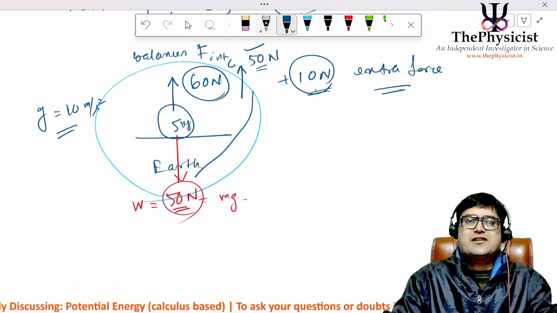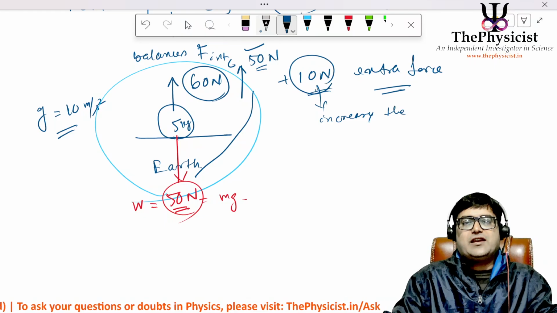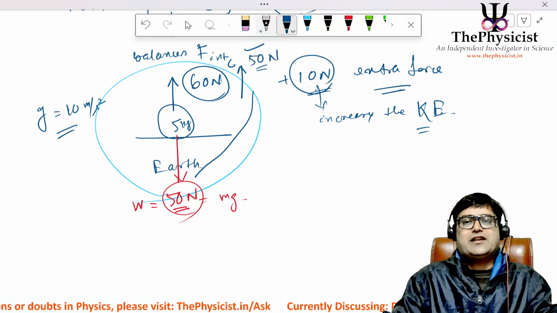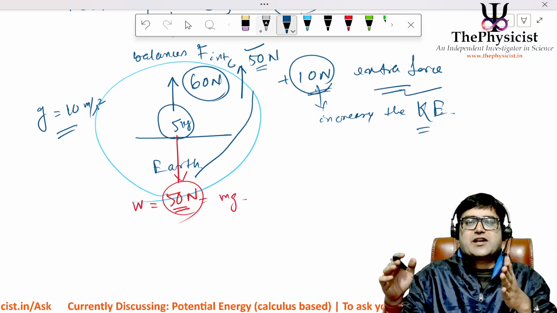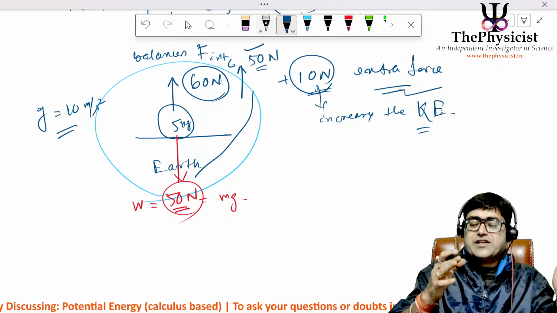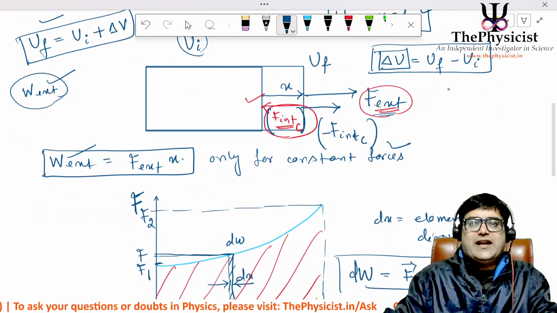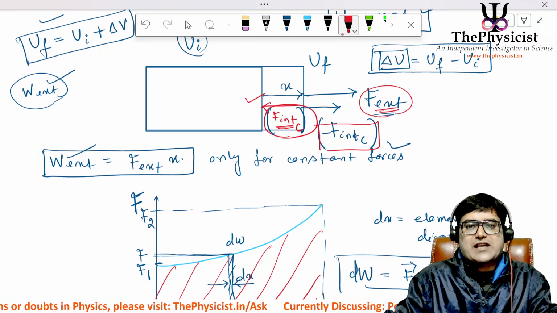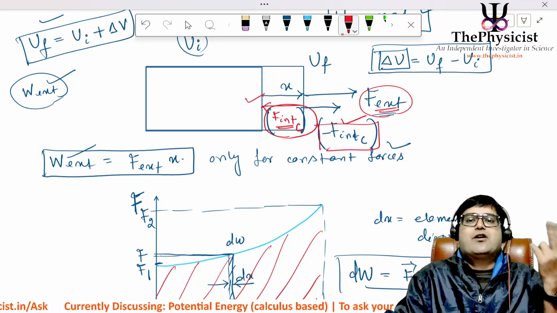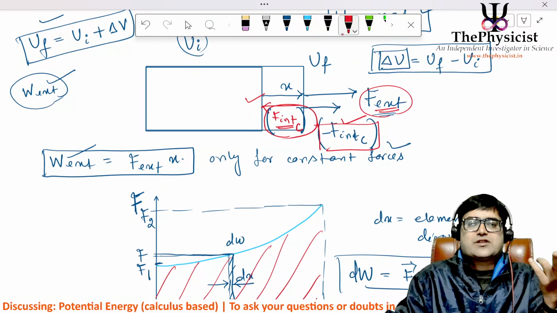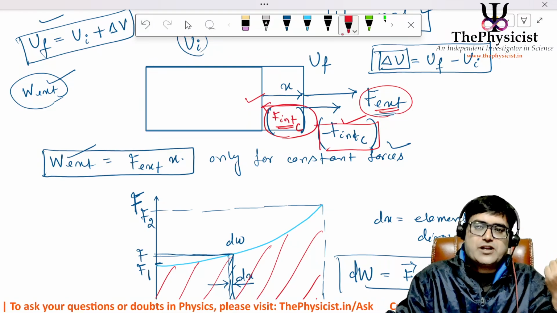So what happens to the work done by the extra force? It is responsible for the increase in kinetic energy. The extra force increases kinetic energy, but we are not talking about kinetic energy right now. We're talking about potential energy. So in the diagram we will only be dealing with the component of the external force which is negative F_INTC, the negative of the internal conservative force. That component of the external force does work that will be stored as potential energy.